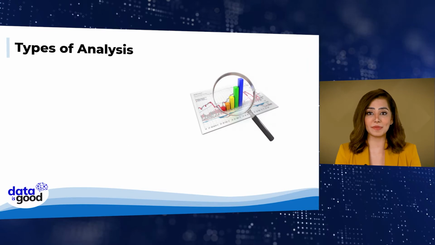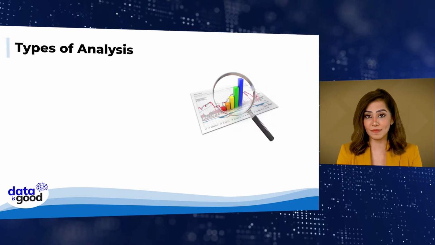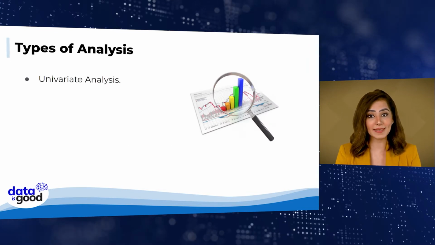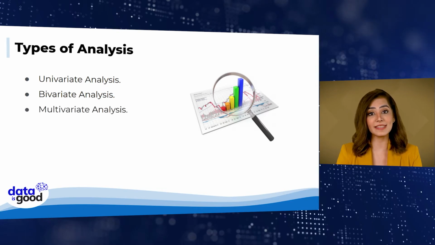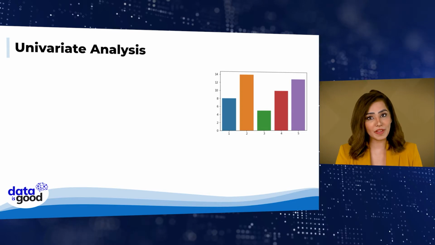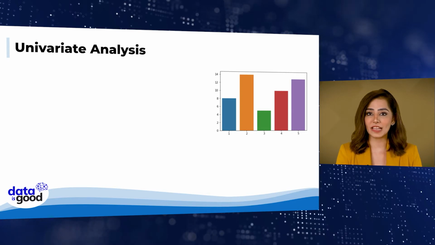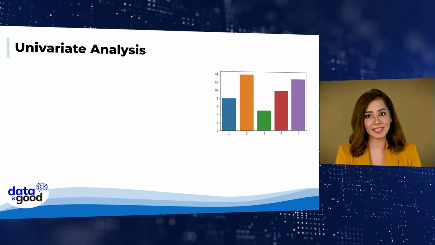There are three types of analysis for data visualization. These are univariate analysis, bivariate analysis, and multivariate analysis. So let's start with univariate analysis. Let's first understand what is univariate analysis and how it can be useful.